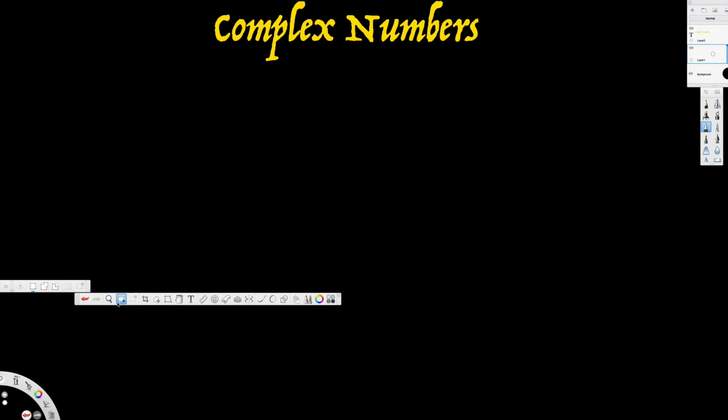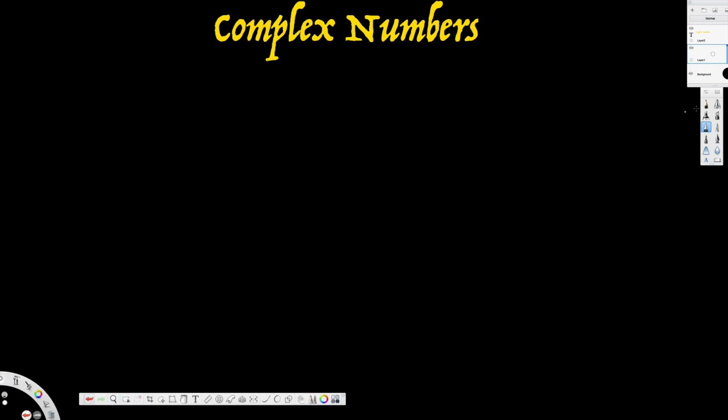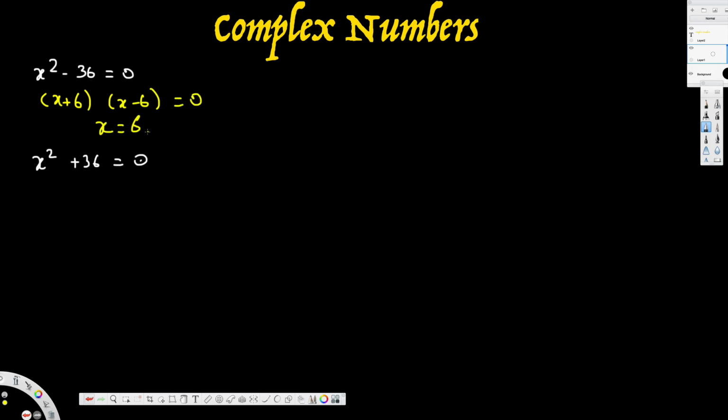Okay, now let's go ahead and see another problem. Let's say we have a question like this: x square minus 36 is equal to 0, and x square plus 36 is equal to 0. How are we going to solve this? Whenever we have x square minus 36, we will get x plus 6 and x minus 6 is equal to 0. Therefore x can be 6 or minus 6.